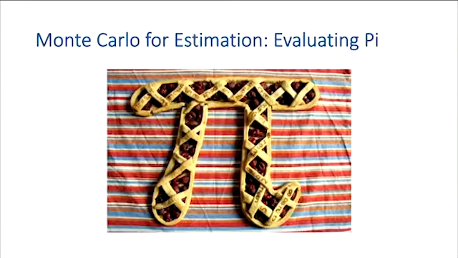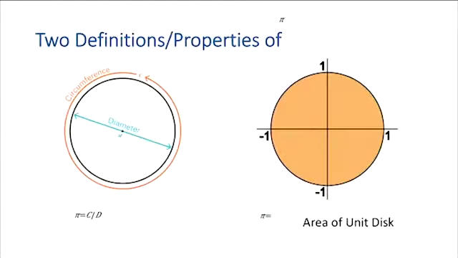Now I want to go to estimation. For example, estimating pi. Remember from high school, what is pi? That's the number that you get if you take the circumference of a circle and divide by the diameter. You always get some 3.1 something. Alternatively, you could look at the area of the unit disk. You get the area of this disk, and you see it's less than 4 because you can bound this by a square with area 4.